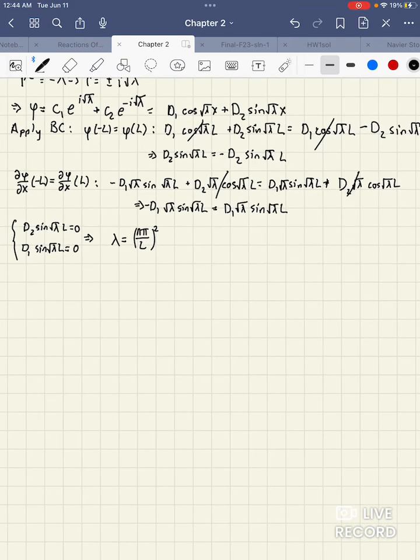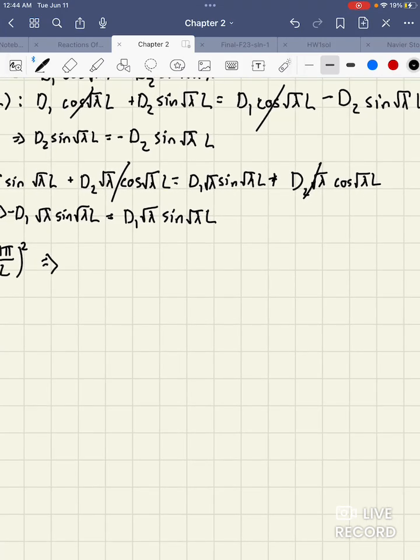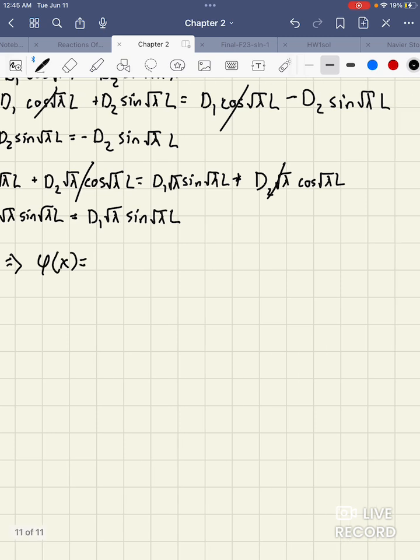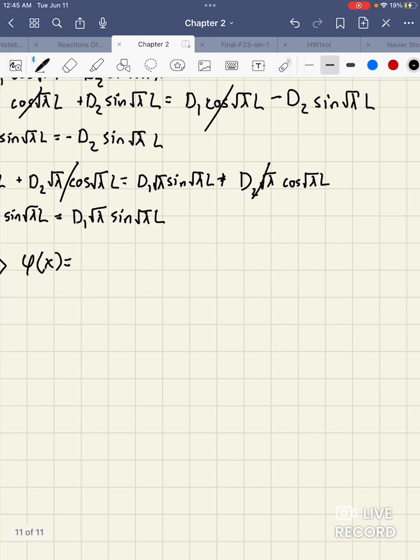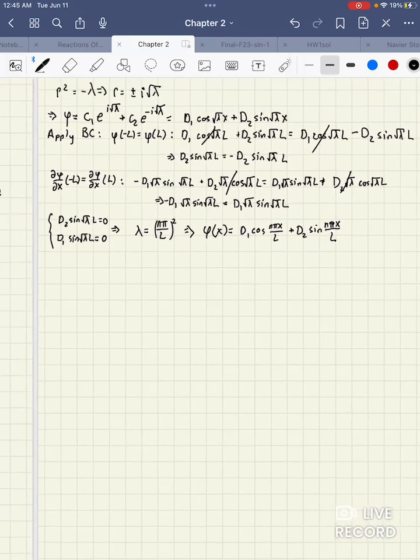So therefore, in summary, our phi for the positive lambda is equal to d1 cosine n pi x over L plus d2 sine n pi x over L. So therefore our positive lambda is our eigenvalue.